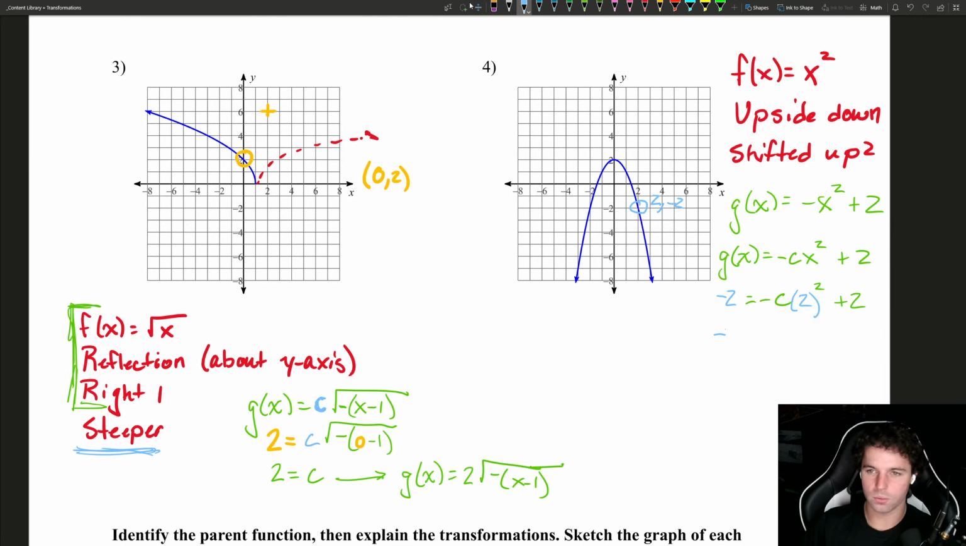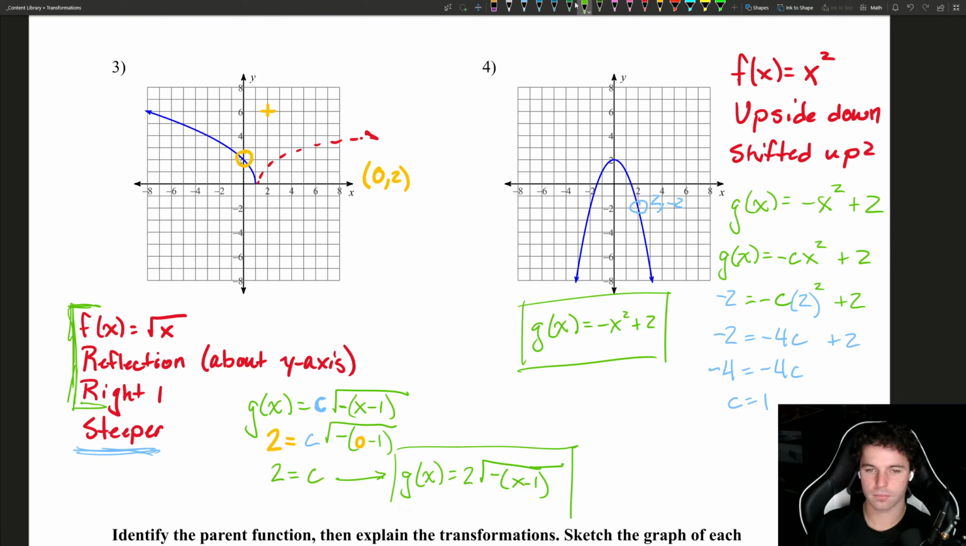So negative 2 is equal to negative 4c plus 2. Subtract 2 from both sides, we get negative 4 is equal to negative 4c. c is equal to 1. So our general equation was actually the right one. So g of x is equal to negative x squared plus 2. Before I scroll off of this, I'll give people a chance to look at it if I explained it too fast, and as you have questions, just post them.